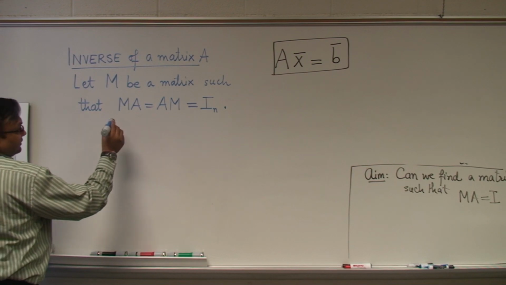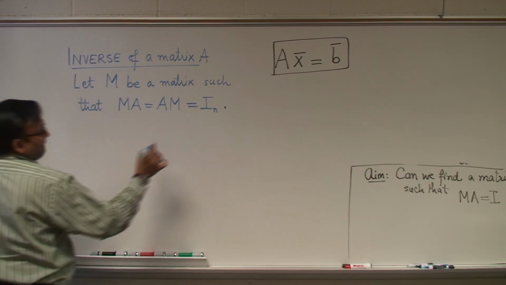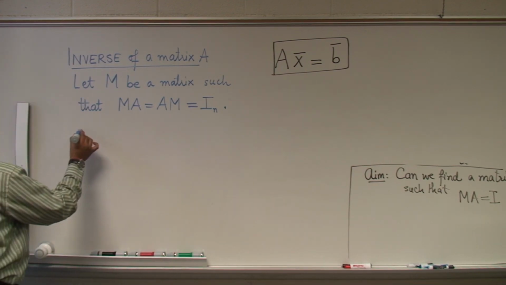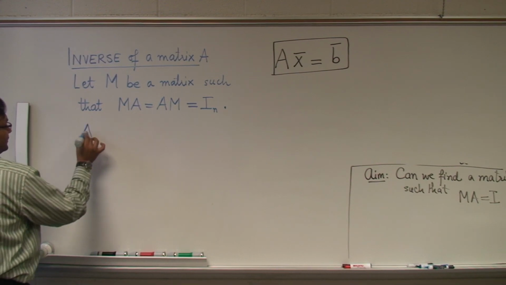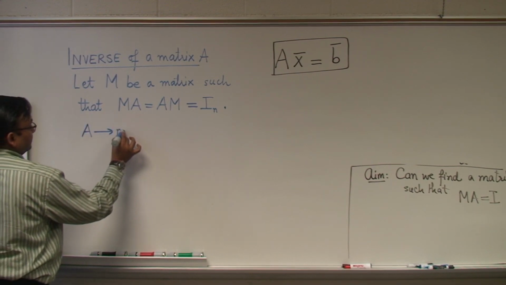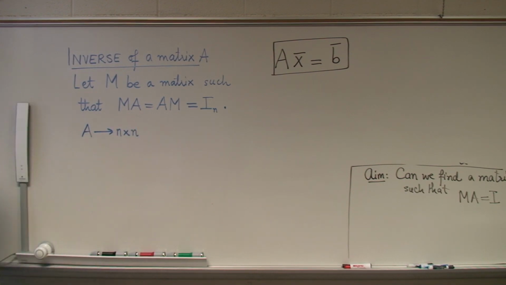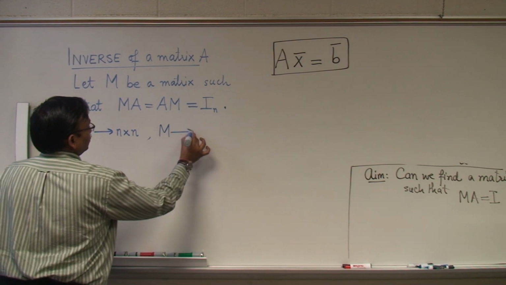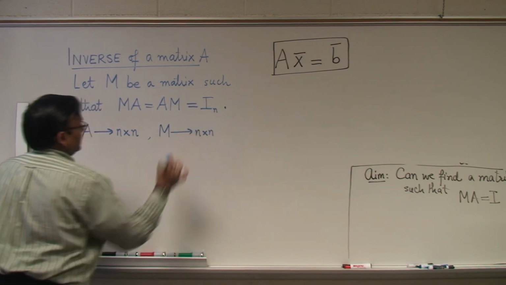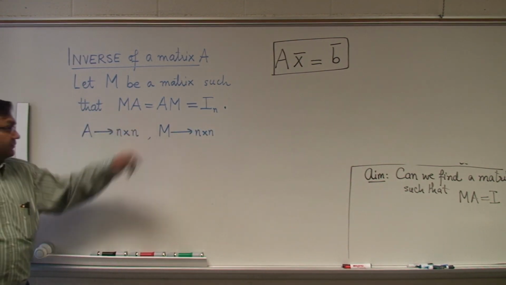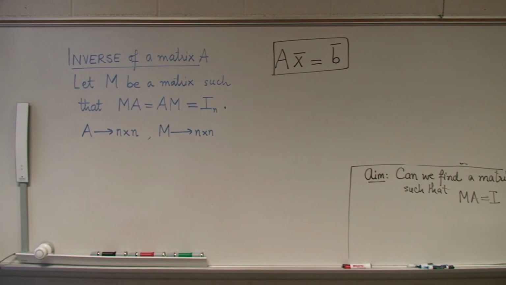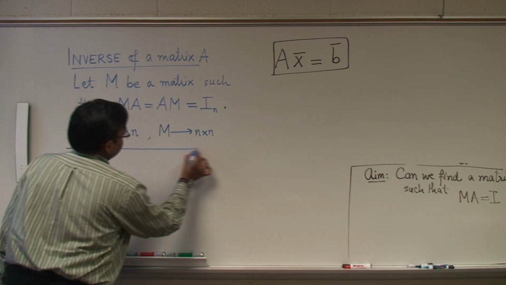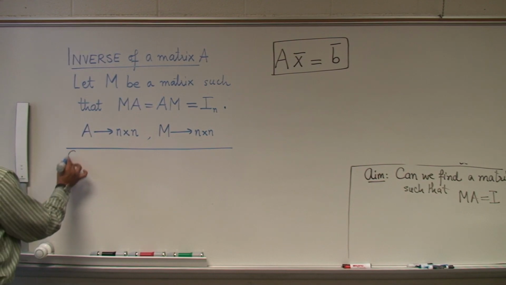So I want a matrix M which can do this thing for me, and this kind of forces something. This forces that A must be a square matrix of size n by n, and M also should be a square matrix of the same size, because we want both the multiplications to be defined and make sure that the product turns out to be identity. Okay. So first question is, does everything have an inverse?